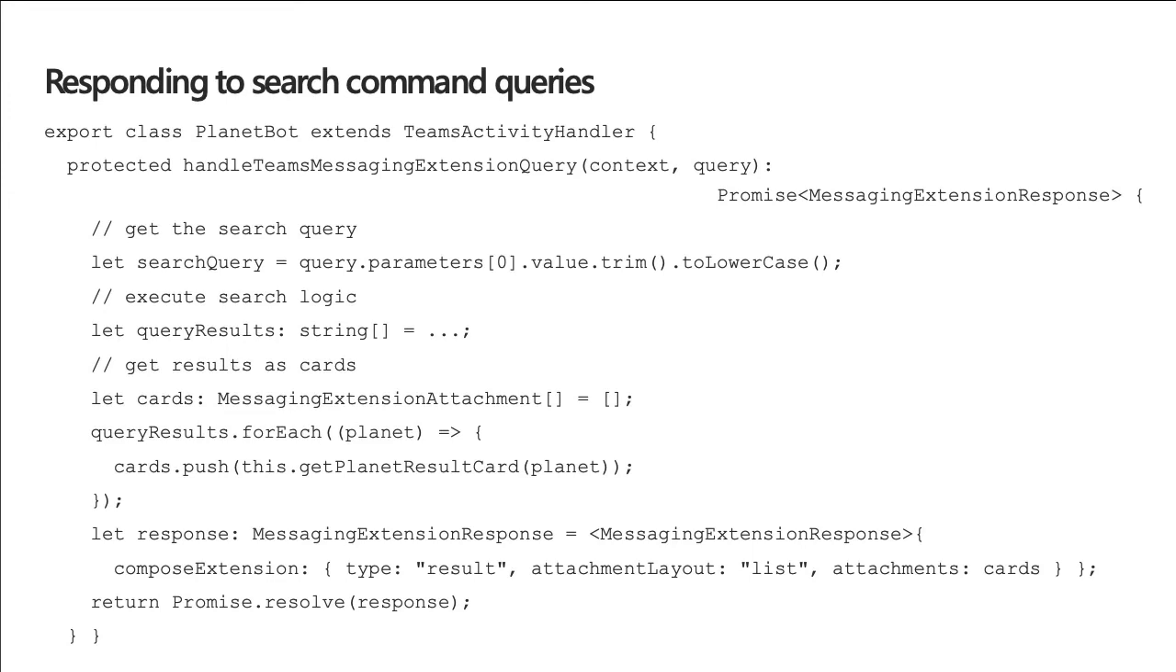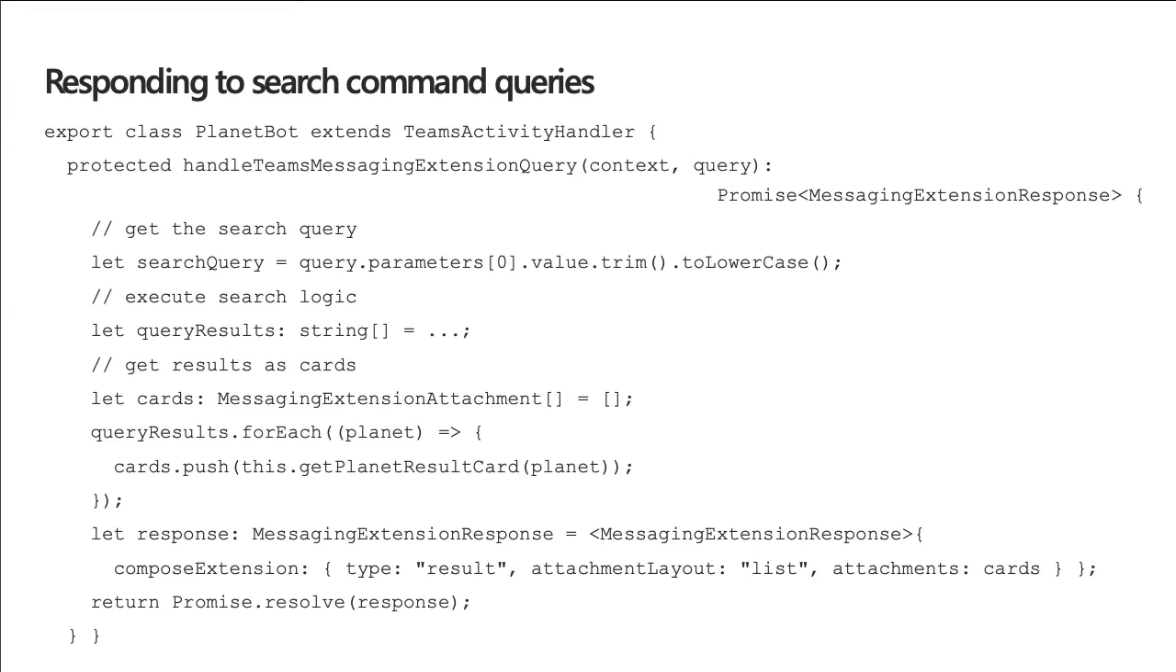The type property can be one of the following options. It can be a result, which displays a list of the search results, a message, which displays a plain text message, auth, which prompts the user to authenticate, and config, which prompts the user to set up the messaging extension for the first time. The attachment layout property can be either a list of results containing thumbnails, titles, and text fields, or a grid of thumbnail images.